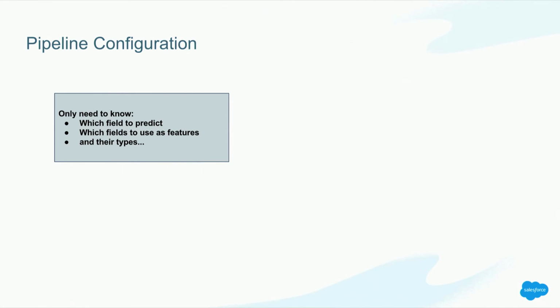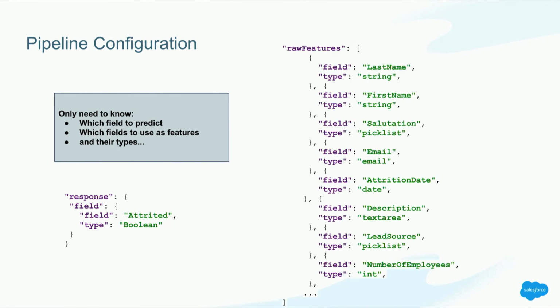So this is simply how we store this configuration. It's very simple. We just have a response where we have the field and the type. In this case, attrited is the field, type is Boolean. And then we have a list of fields that we want to use as the predictors. So here's a couple of examples, and this would usually go on for a couple of lines. And this is all we need to know to build these predictions for any kind of use case.